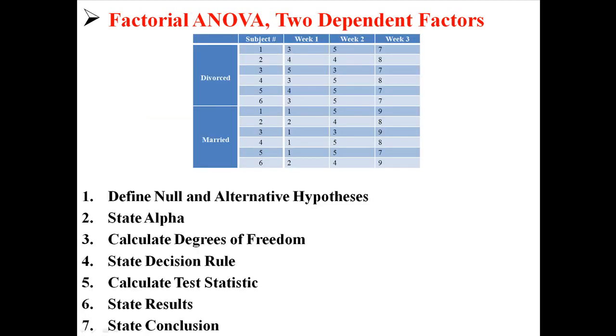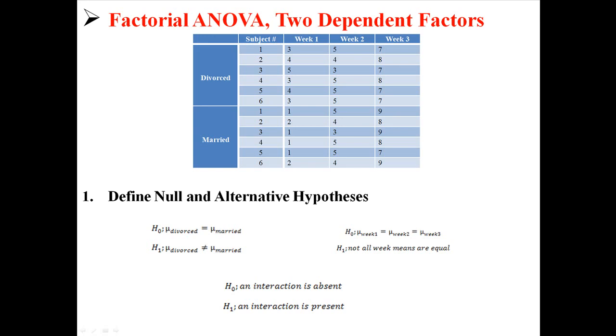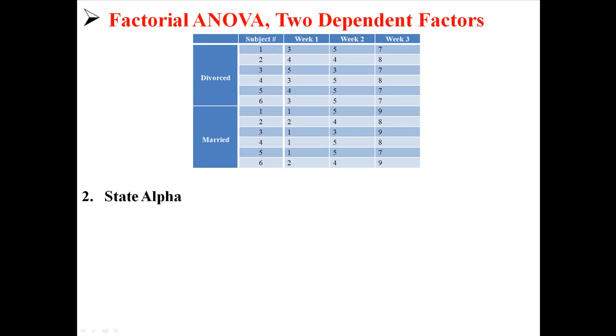So let's do a hypothesis test with our 7 steps, starting with defining the null and alternative hypotheses. So here we're going to have 3. We're going to have 1 to test to see if divorced and married are any different. We're going to test to see if there's any difference between the 3 weeks. And we're also going to test to see if an interaction is present or not. Next, we're going to state alpha, which is easy. I just said use 0.05.